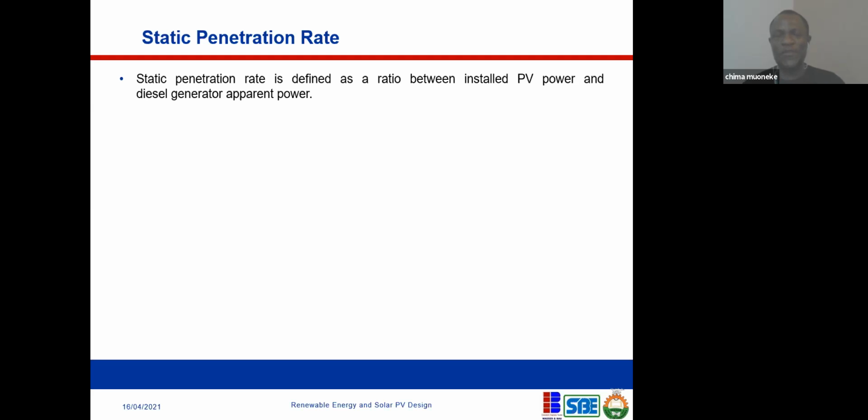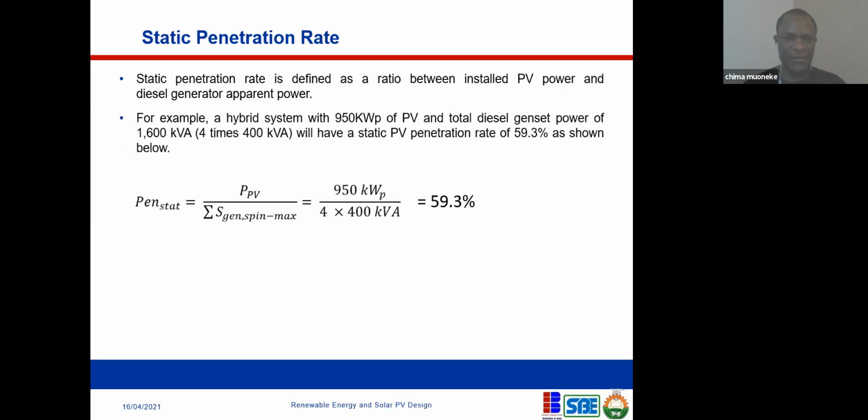And you remember that your generators are rated in kVA. So for an example, a hybrid system of 950 kilowatts peak of PV and a total diesel genset power of 1,600 kVA, that is, you have 4 generators of 400 kVA. If you put them together, 4 times 400, you have 1,600 kVA. We have a static penetration rate of 59.3 as shown below.